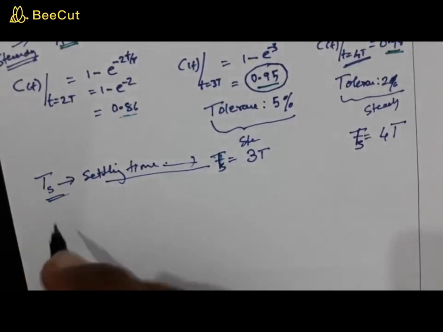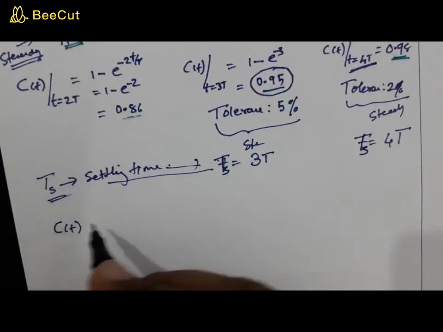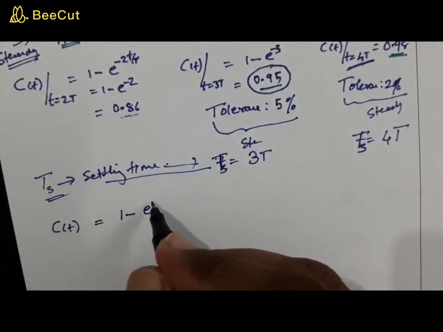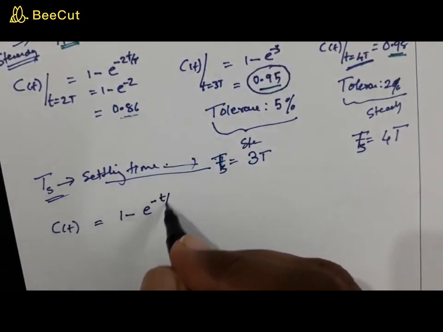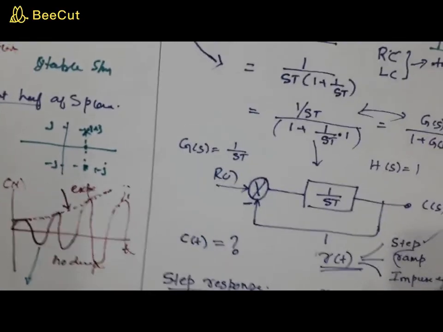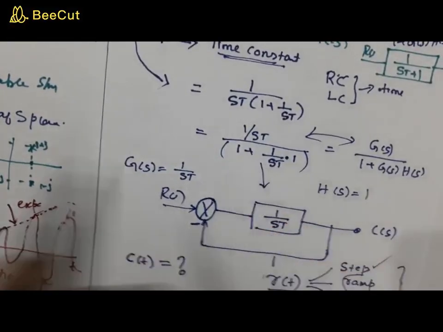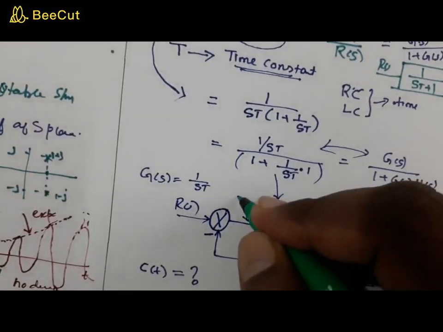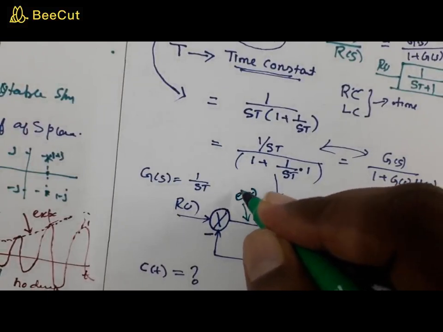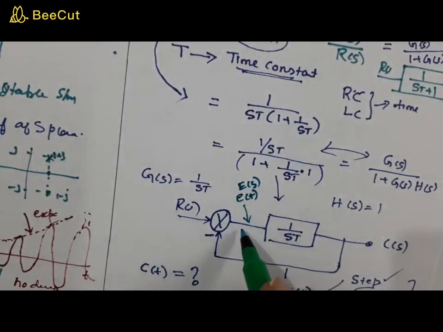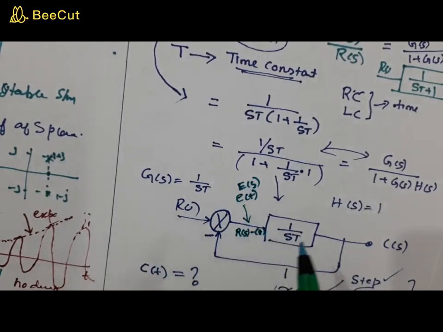So you have got C of t, right? Now what will be the error? This is C of t, that is 1 minus e raised to minus t by T, right? Now coming to this block diagram, from where will you get the error signal? This one is actually the error signal. You can call this E of t or E of s. Now in this figure, you will be getting this as R of s. What is this? This is actually R of s minus C of s, right?